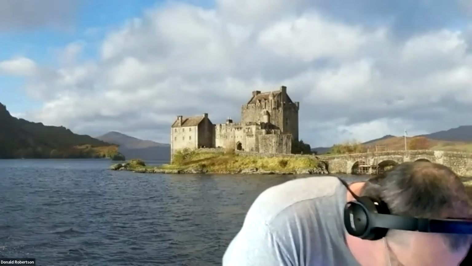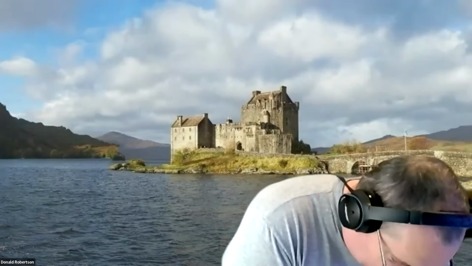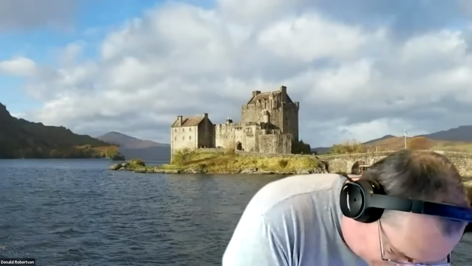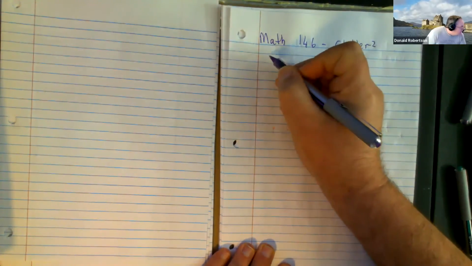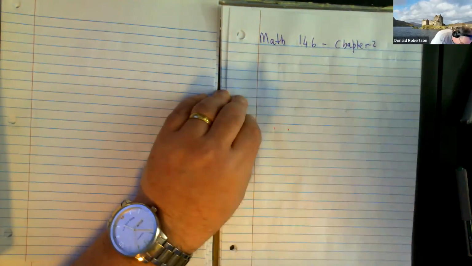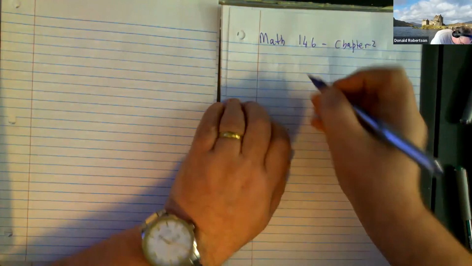So we're now moving on to the last part of chapter 2. I'm going to do notes for most of today. And it's called bell-shaped data.